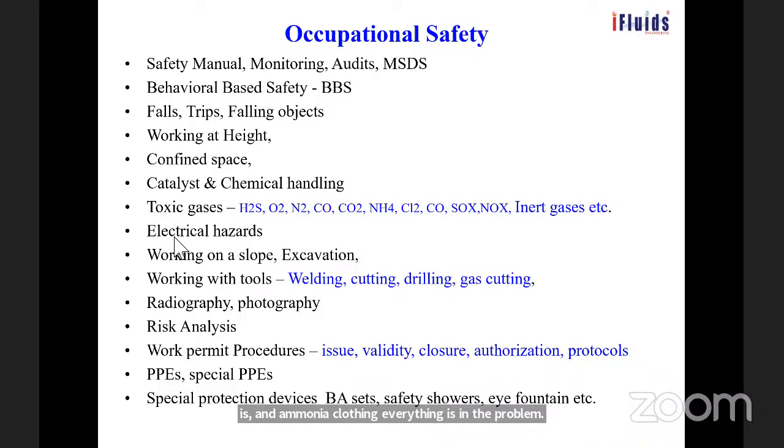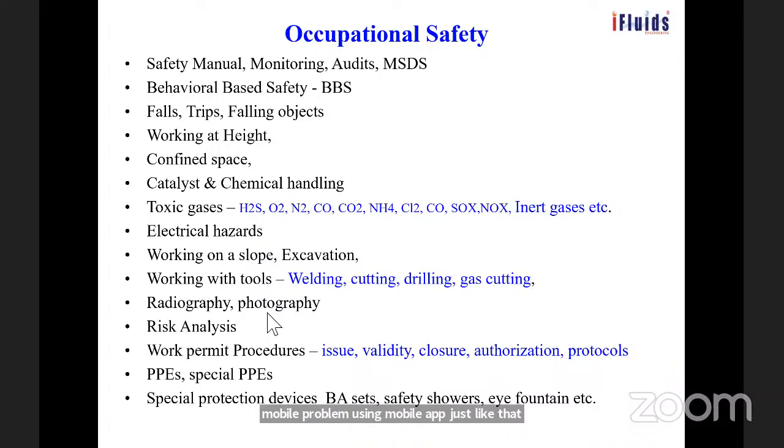And the electrical hazards anyway, shocks, all those things. And even static electricity is a big hazard in the petrochemical industries. And working on slopes or excavation, and working with tools like welding, cutting, drilling, gasketing, etc. Radiography, photography, even taking a photograph can cause an electric spark. Like all of you must have heard about using a mobile in the petrol station, just like that.